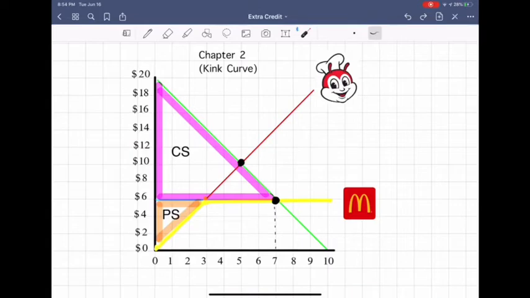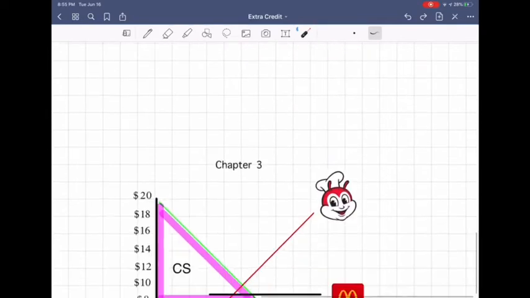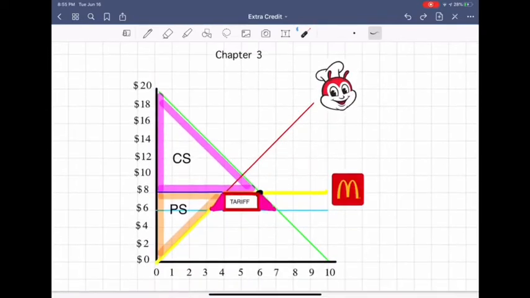Compared to the first chapter, here the consumers are happier because they have more surplus. I know Jollibee will feel they are having more competition, which could potentially lead to them losing their business. As I said a while ago, they are starting to lose business, so they will demand that the government charge a tariff on McDonald's. That leads us to chapter 3.